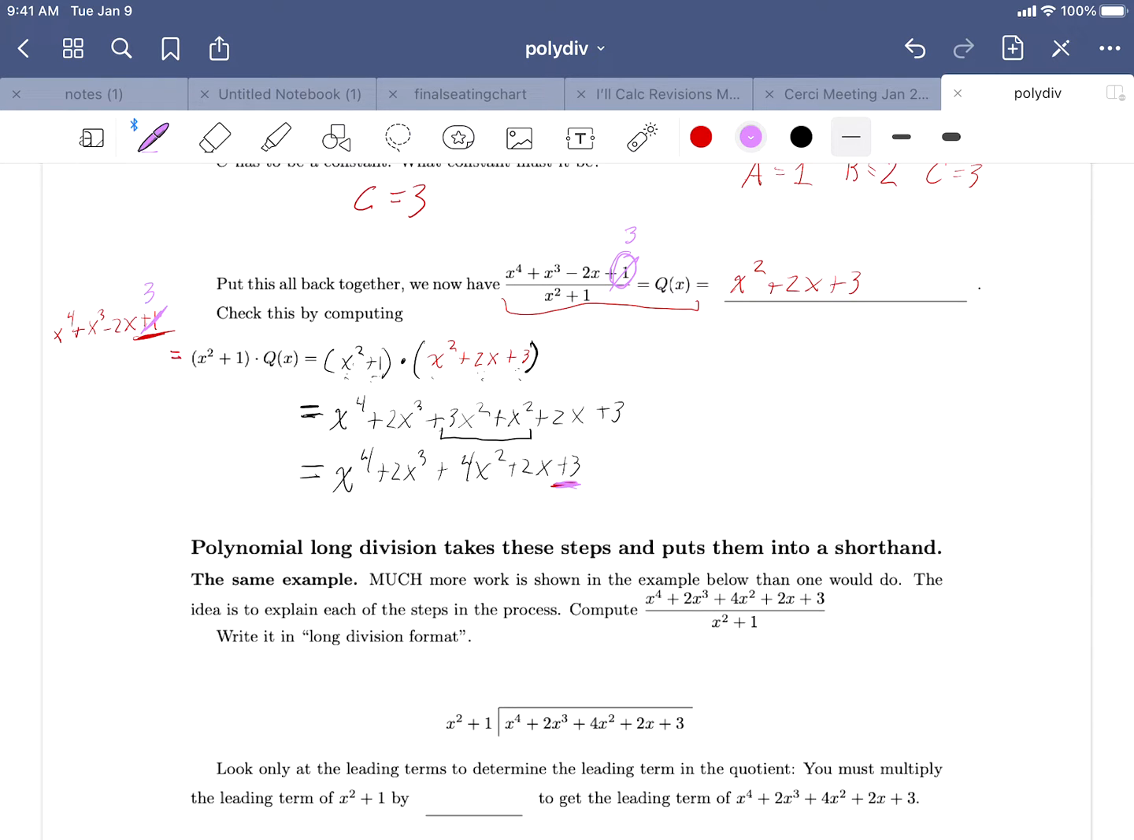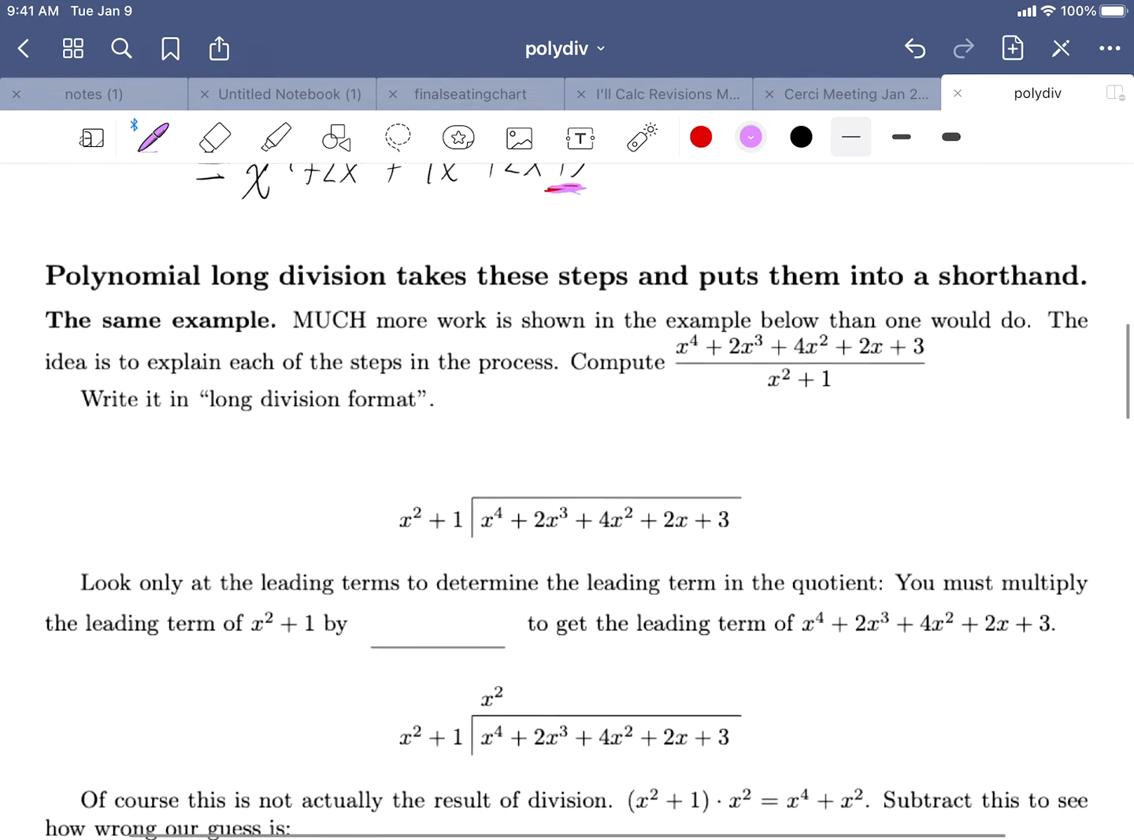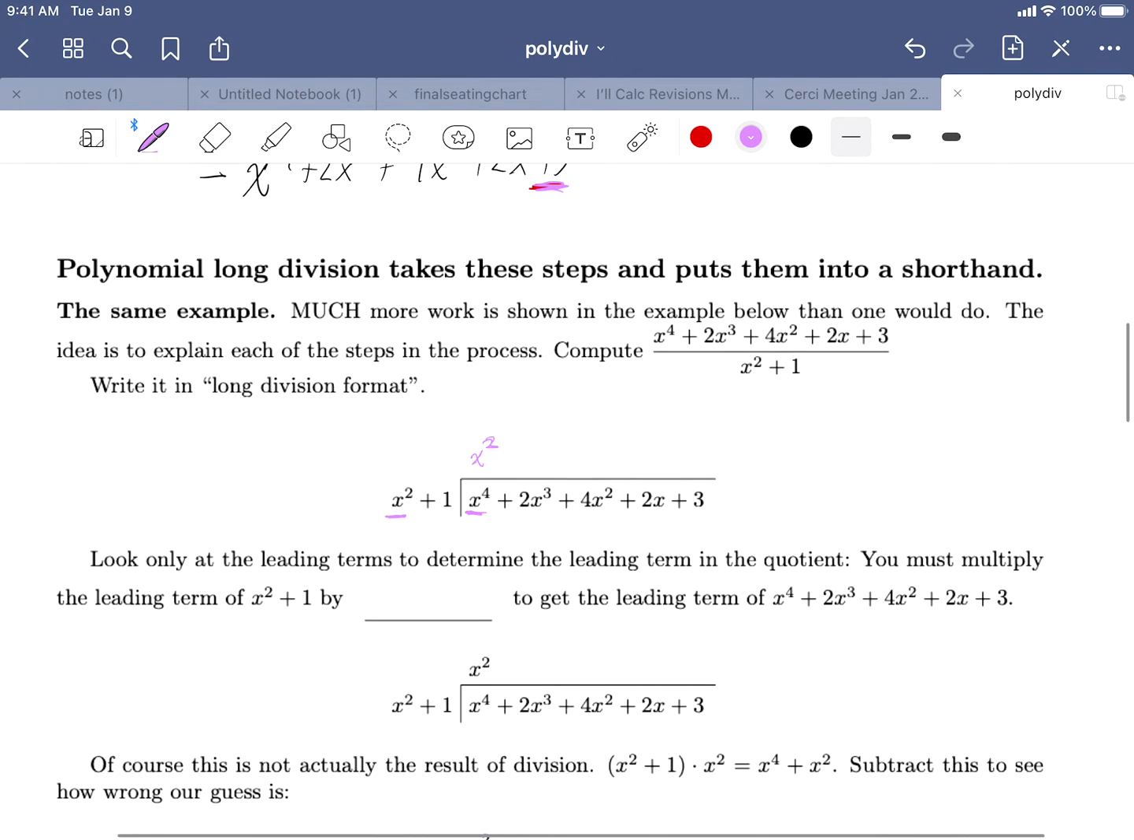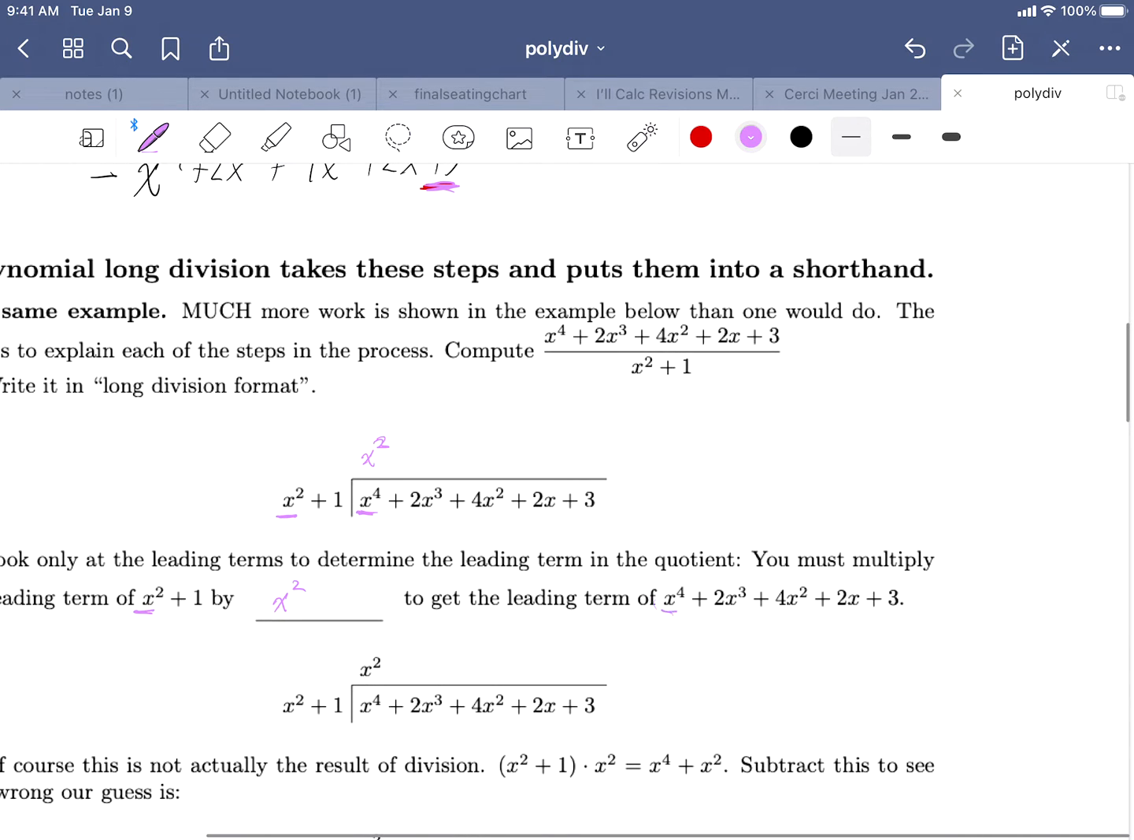So let's try to compute the same quotient, and I'll do the same thing. So let's try to compute x to the fourth plus 2x cubed plus 4x squared plus 2x plus 3 all over x squared plus 1. First thing we think about is what's the biggest term we see? What do I need to multiply this x squared by to get this x to the fourth? And well, you know the answer. It's x squared. So you need to multiply the leading term, so that's the x squared in the x squared plus 1, by x squared in order to get the leading term of this.